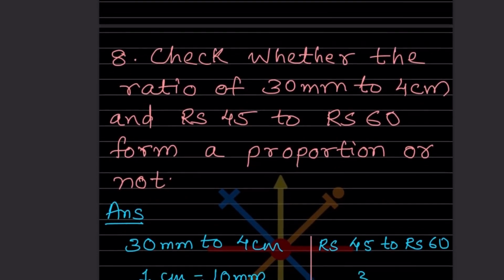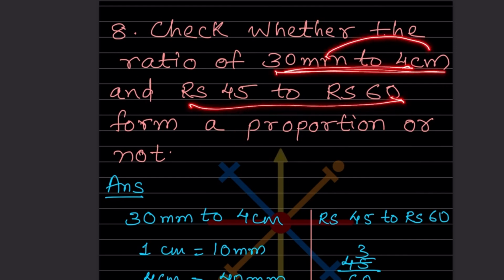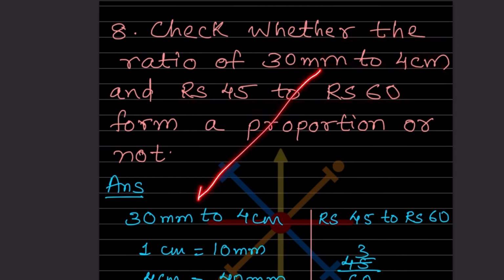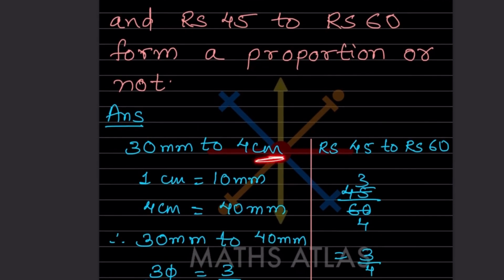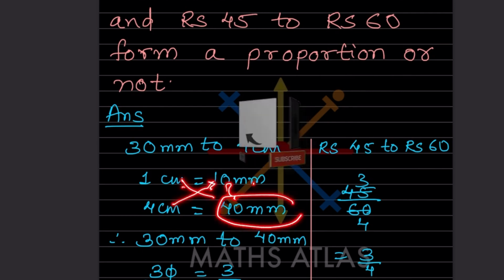The next question is check whether the ratio of 30 mm to 4 cm and rupees 45 to 60 form a proportion or not. So now see here the units, we'll take this one and the other is this one. So now what will you do? We'll compare the units, we'll make the units the same. So 30 mm to 4 cm I wrote over here. Because centimeter is bigger, I'm going to convert this centimeter to mm. Now 1 centimeter is 10 mm, this you should know. Then 4 centimeter means you are going to multiply. So 4 into 10 is going to be 40 mm.